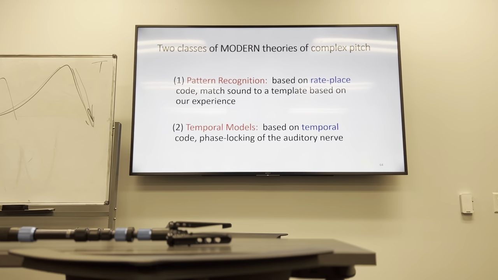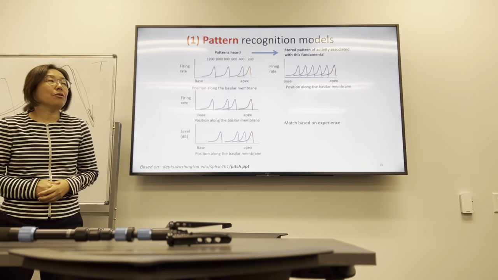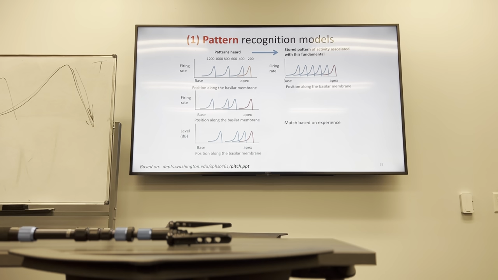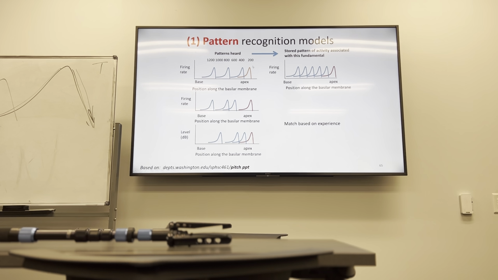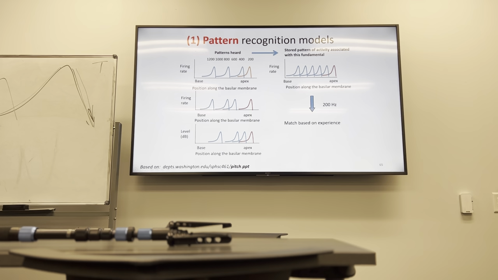All right, now the pattern recognition model, the place model. Okay, firing rate: the action potential, firing or not. Here it looks like a 200 Hz fundamental frequency. Let's see, from the base to the apex, the position. This is about holding, storing the pattern in the brain, actively associated with the fundamental. So we know that, and the base to apex in the basilar membrane.